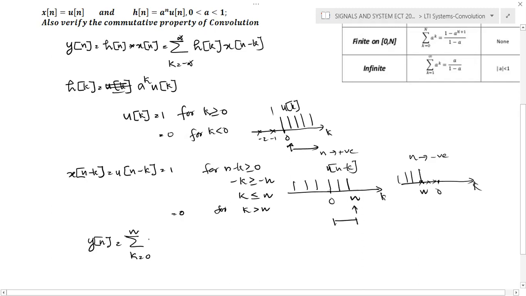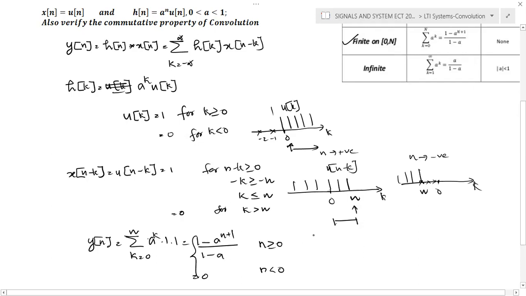So you can write the first signal as a raised to k into 1, because a raised to k into u of k is equal to 1 in this particular limit, and the second signal u of n minus k is again 1 for this duration. So you will get the sum from k equal to 0 to n of a raised to k, and you can directly apply the result, which is 1 minus a raised to n plus 1 by 1 minus a. By using this summation equation, you can write the result: 1 minus a raised to n plus 1 by 1 minus a for n greater than or equal to 0, and 0 for n less than 0.